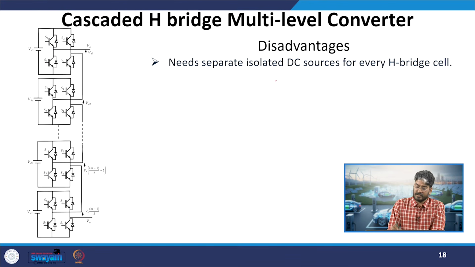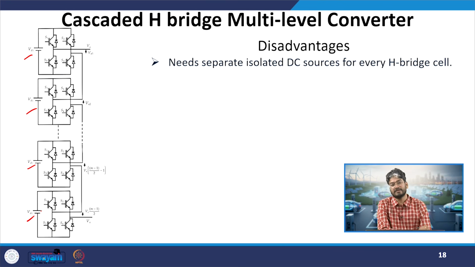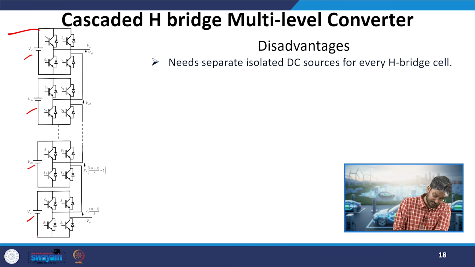Now, the demerits. Every circuit will have its own merits and demerits. So what will be the demerits of this one? It requires separate DC sources. I cannot have a combined DC link over here, or I cannot connect all the cells to a high voltage DC. So we do not have an independent DC link over here. Every cell will have its own DC source. So this was one of the major limitations in our Cascaded H-bridge.